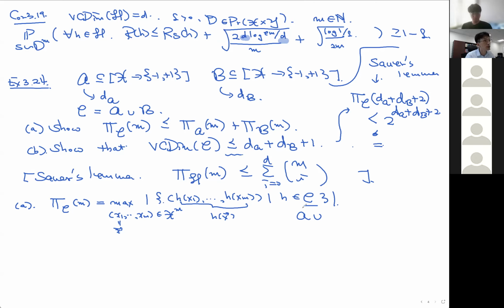So there we have something like this. It's a B. And the maximum of this cardinality is going to be bounded by the cardinality of x bar over h bar, where h is from A, plus the cardinality of h bar, where h is from B.